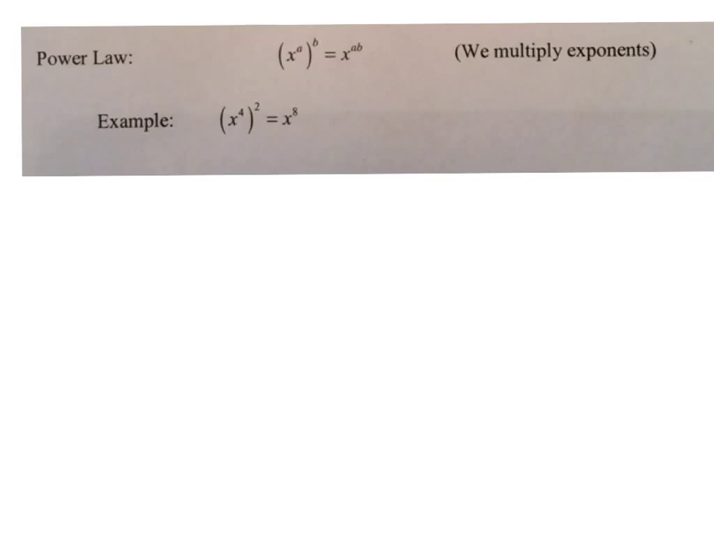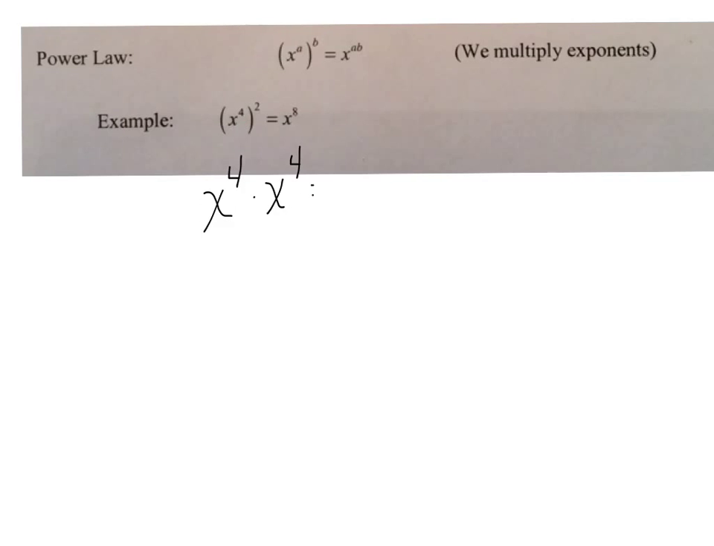The power law is next. Power law says if we take an exponent, such as x to the a power, and raise it to the b power, we're going to multiply those two exponents together to give us x to the a times b. So in practice, x to the 4th squared would be x to the 8th. Keep in mind, x to the 4th is our base. So x to the 4th squared means x to the 4th 2 times. X to the 4th times x to the 4th.